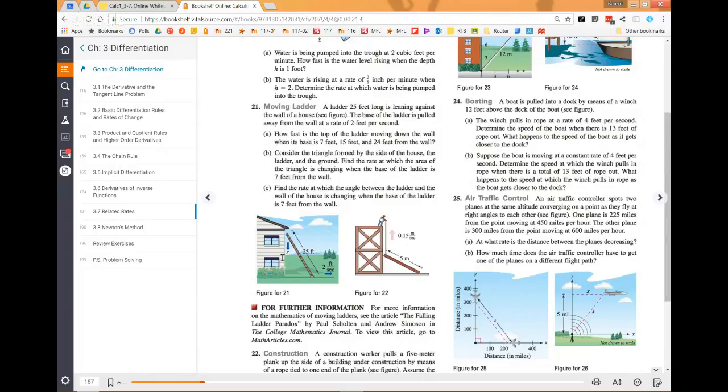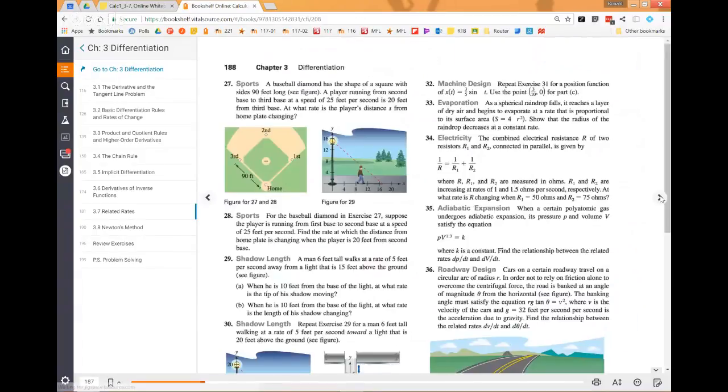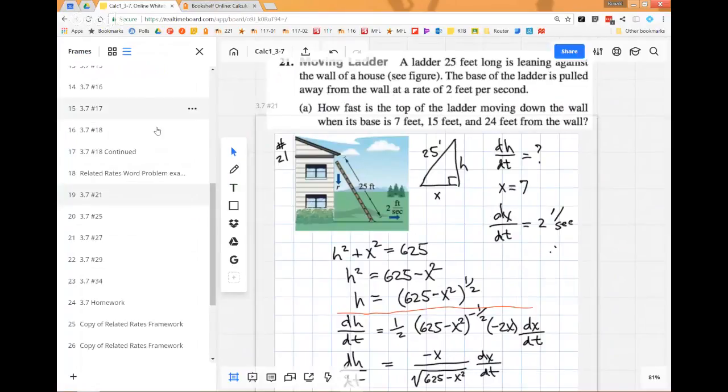Okay, let's take a look at number 34. I can't make it any bigger, but it says: electricity, the combined electrical resistance R of 2 resistors R1 and R2 connected in parallel is given by this equation: 1 over R equals 1 over R1 plus 1 over R2, and R1, R2, and R are measured in ohms. Then they give you some given information. All right, now let's go to the problem, number 34.